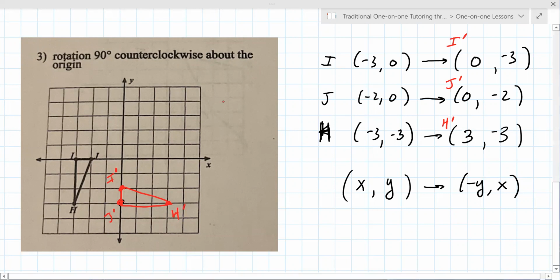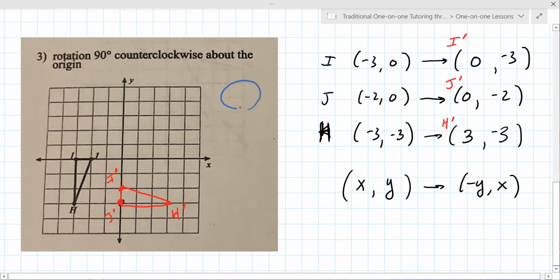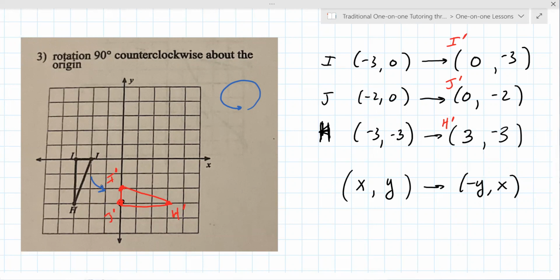I don't know if this is visually clear, but you're rotating counterclockwise in this direction, so you're on that part of the rotation in the blue there. I don't know if that kind of matches up with your eye or not. Yeah, I get it. Let me know when you get this down, and we'll go to number 4.